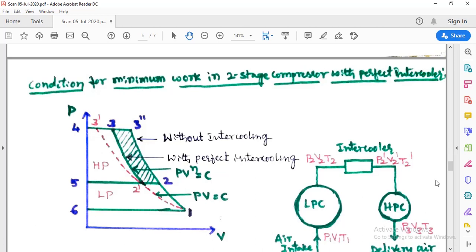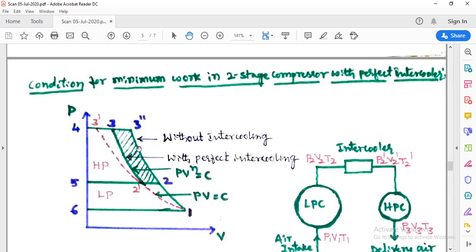See here, if there is no intercooler, the volume V1 is compressed to the volume V2. So the volume V2 enters the second cylinder and it is compressed to the volume V3 double dash. So that's why, by providing the intercooler, in the intercooler itself the volume is reduced from V2 to V2 dash. Hence, with less volume, it enters the HP cylinder and it is compressed to V3.